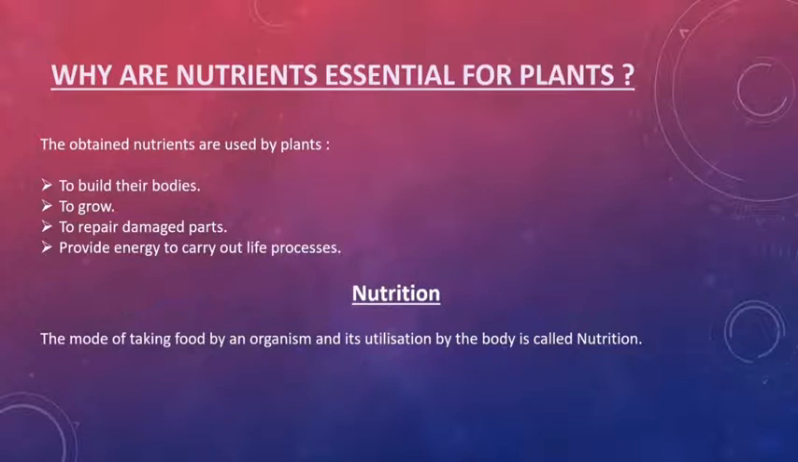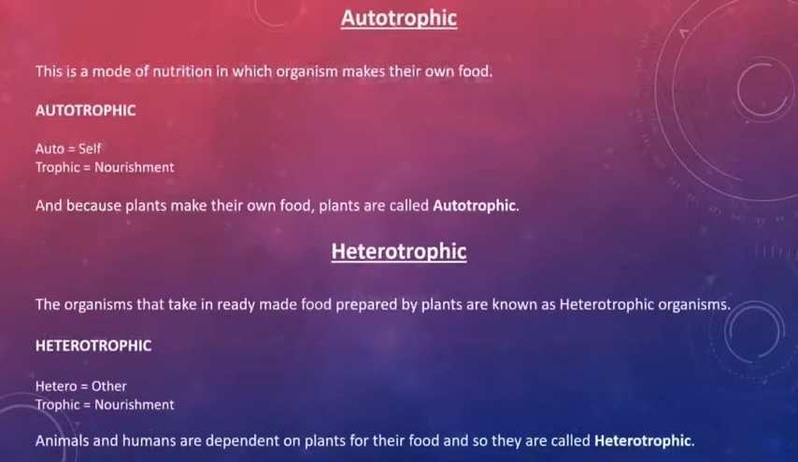So what is nutrition? The mode of taking food by an organism and its utilization by the body is known as nutrition. There are different modes of nutrition. The first is autotrophic. This is a mode of nutrition in which organisms make their own food.